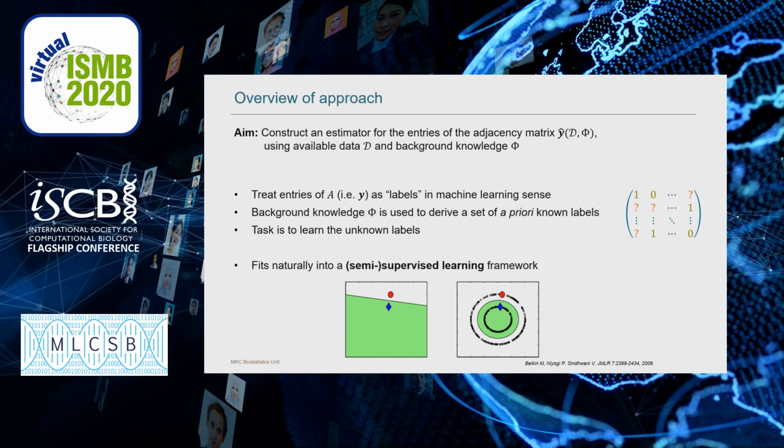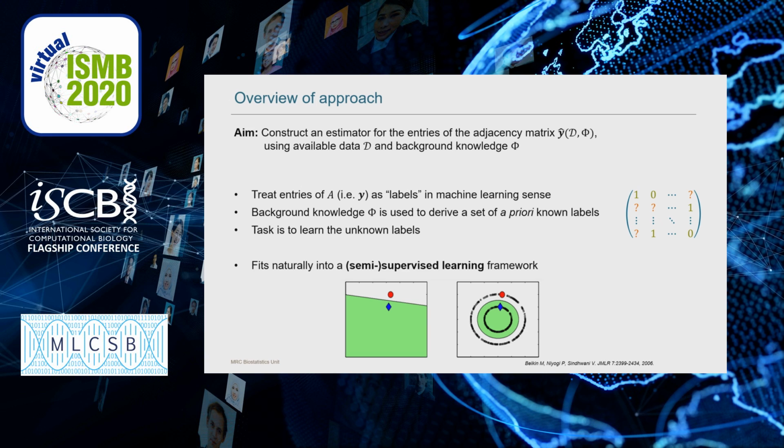So here's an overview of our approach. We want to construct an estimator for the entries of the adjacency matrix, y hat. Remember, y is the vectorized adjacency matrix. And this is a function of the available data D and the background knowledge phi. So we're treating the entries of the adjacency matrix as labels in a machine learning sense, and the background knowledge phi is used to derive a set of a priori known labels. So some entries of our adjacency matrix are known, and the task is to learn the unknown labels.